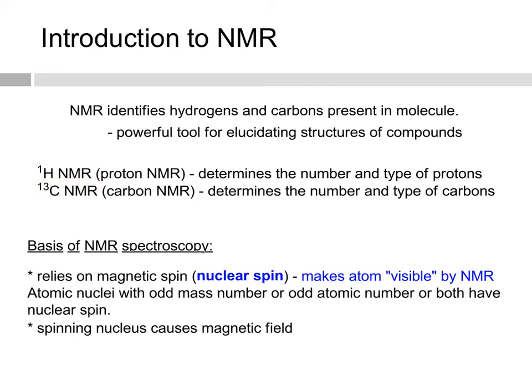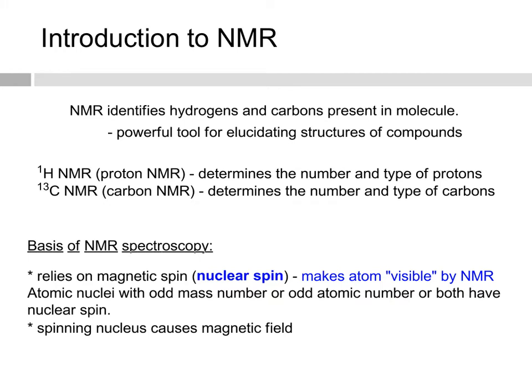Proton NMR determines the number and type of protons in a molecule, while carbon-13 NMR determines the number and types of carbons. The underlying principle of NMR spectroscopy is nuclear spin, and this is what makes atoms visible by NMR. In order to be visible by NMR, an atomic nucleus should have an odd mass number, or an odd atomic number, or both odd numbers.